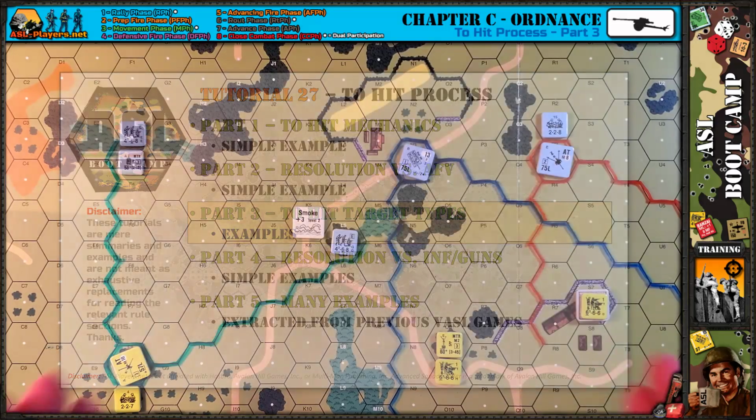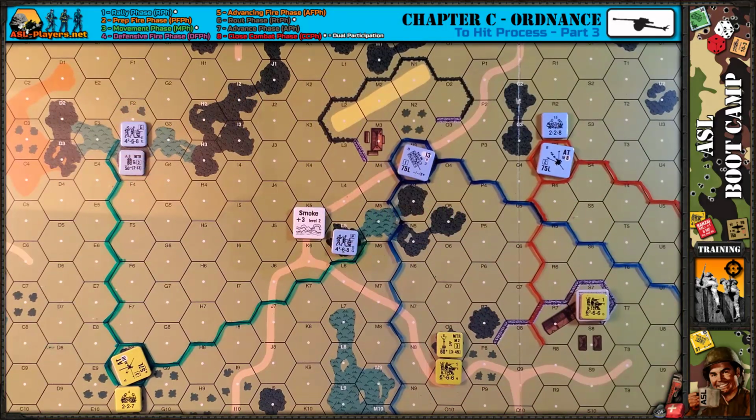And as you can see here, we have a board set up with several different examples of guns, vehicles, and units being fired at. And I am going to go through examples of each of the target types and how they work a little bit later in the video.